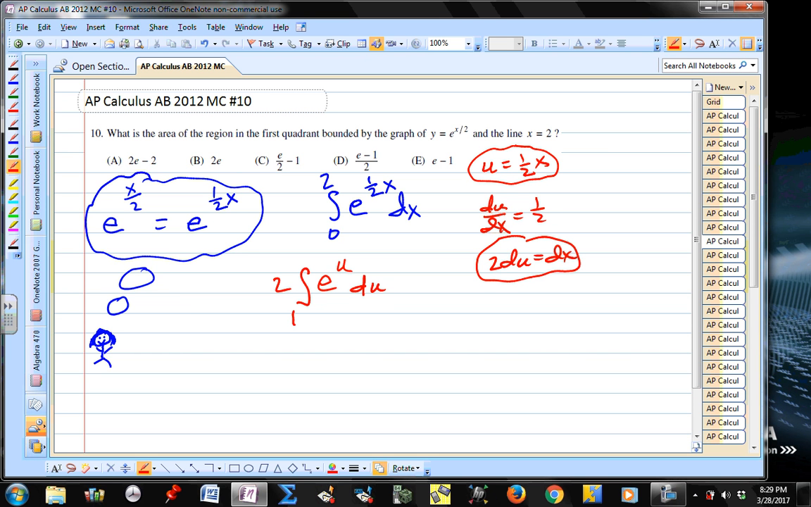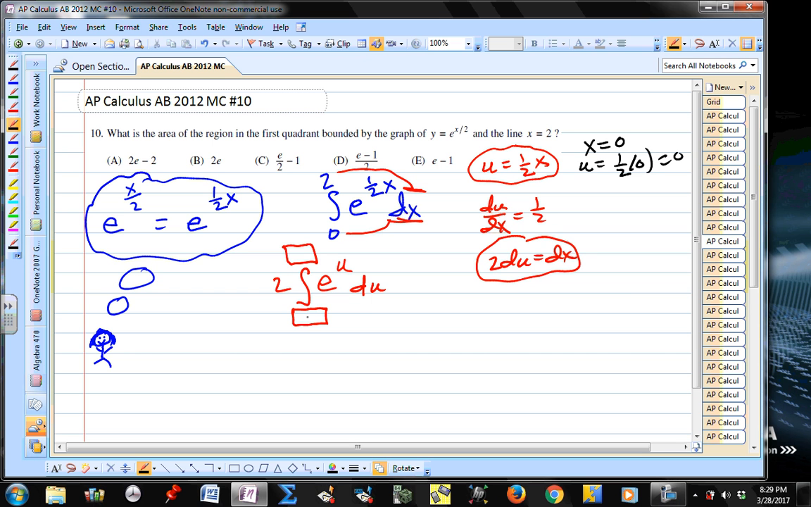Remember, we purposely didn't write the limits of integration right now because we started with 0 in terms of x and 2 in terms of x. Those are x values. We're going to put the limits of integration in now. What we need to do is figure out the u values. So start with the lower limit. When x is 0, u is going to be half of 0, which is 0. The lower limit stays the same.